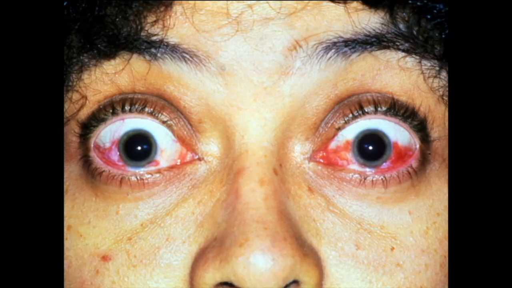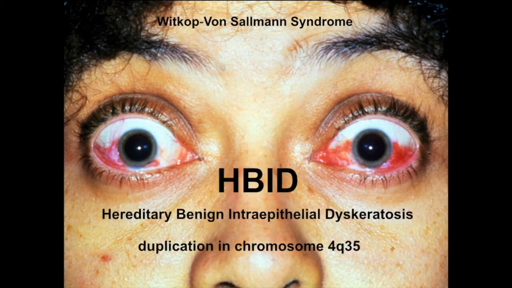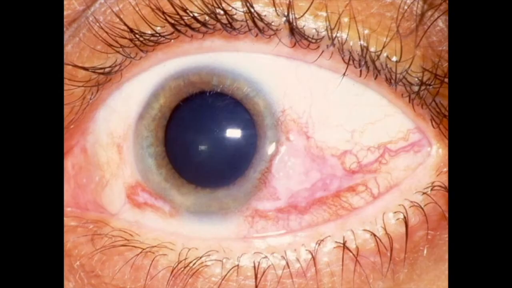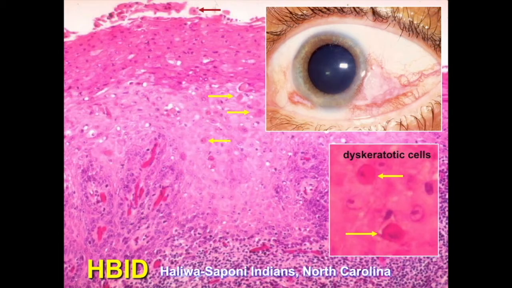This is a rather rare hereditary condition called hereditary benign intraepithelial dyskeratosis. It's caused by duplication in the chromosome 4q35. It gives rise to bilateral squamous lesions. As we see here, there's actually two squamous lesions with keratinization and leukoplakia in the same eye of this patient. So hereditary benign intraepithelial dyskeratosis.